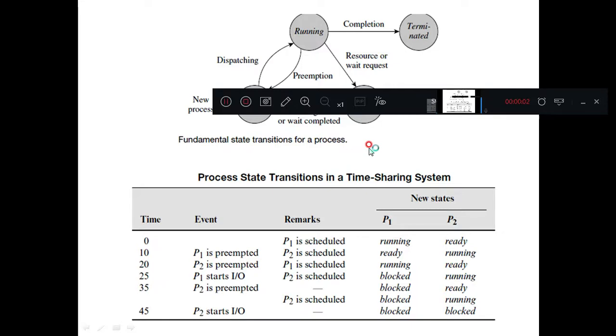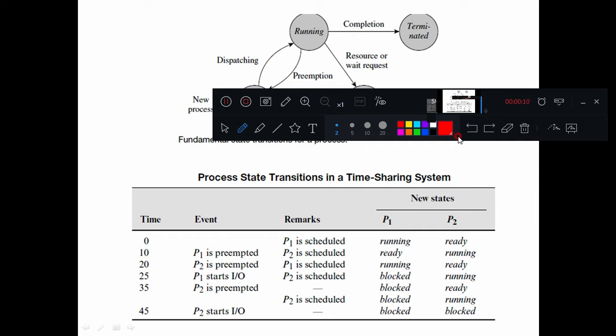So let us continue with our discussion. We were discussing the process state transition diagram, in which four states of the process are represented, and when the transition between those states takes place. I already explained this diagram, that is the state transition diagram. The same diagram we will see with the help of an example.